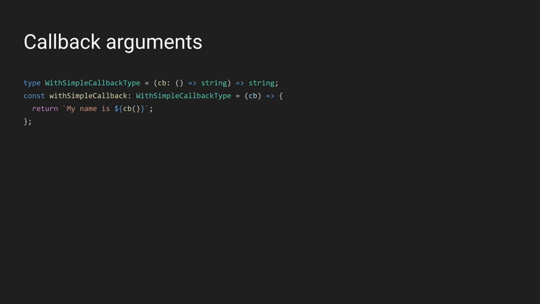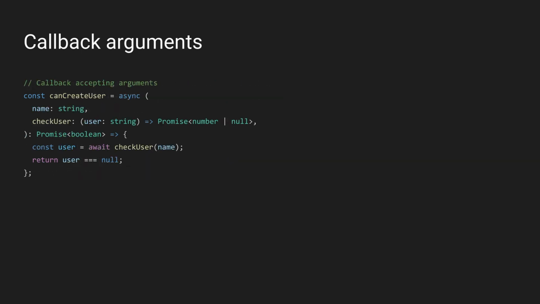Let's explore some callback examples. We'll begin with a function that accepts a callback returning a string. Within the function body, we can call the callback, knowing that the result will be a string value. Callbacks can, of course, be more complex.